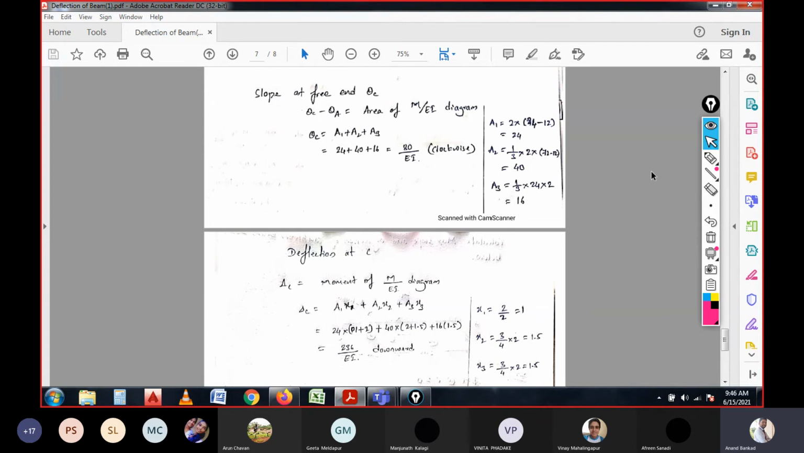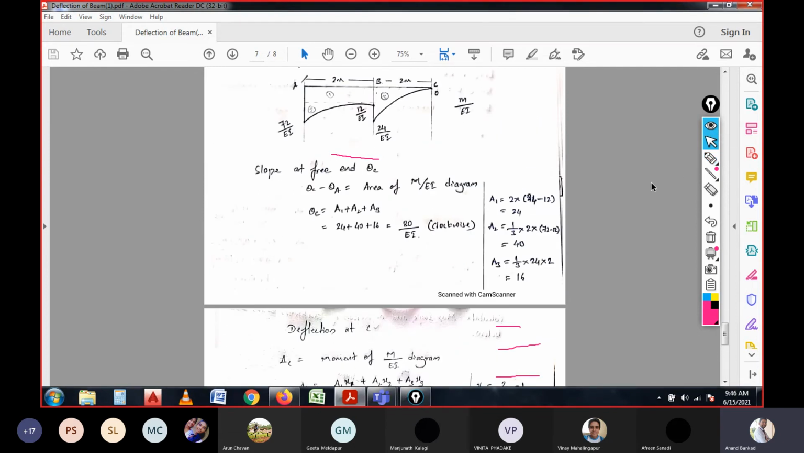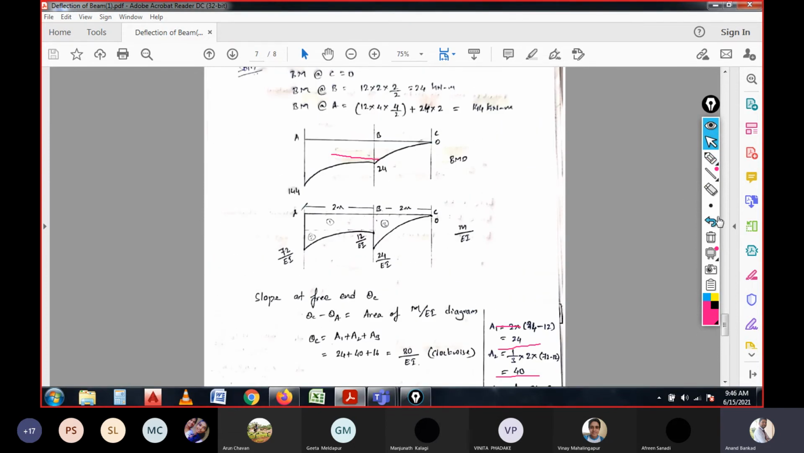However, in this calculation of slope, we have calculated the areas, correct? So we just need to have the CG values. So I will just discuss the CG value, how we have considered it for these diagrams. Since we need to have the CG from the distance A, from the distance C.